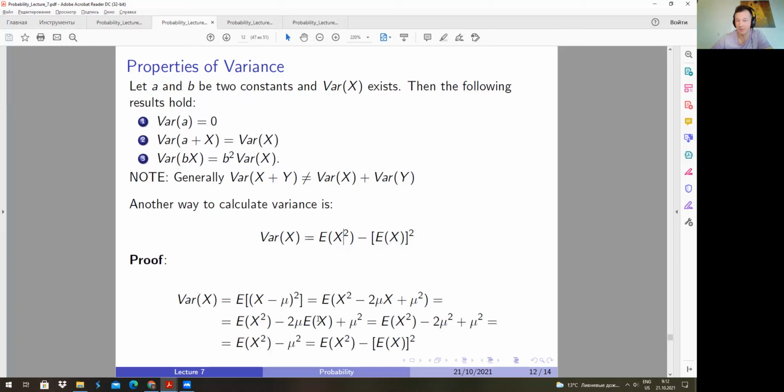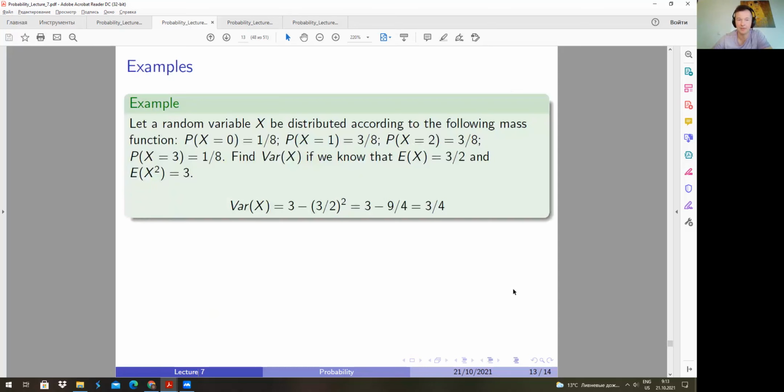There is a simple way to prove this. I will skip this proof, so if you are interested, you can look at this. It's a very simple way to get from here to here. But we will have only 2 minutes, so let me finish with the example.